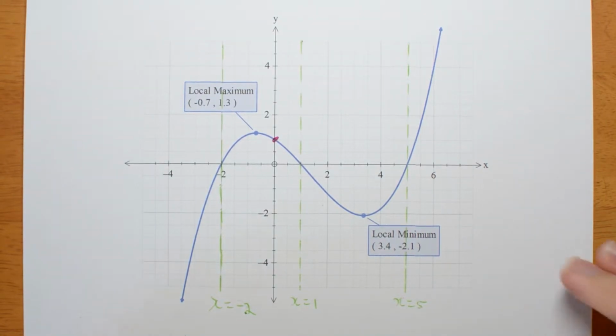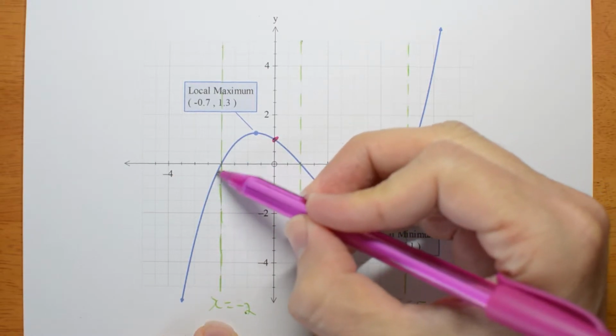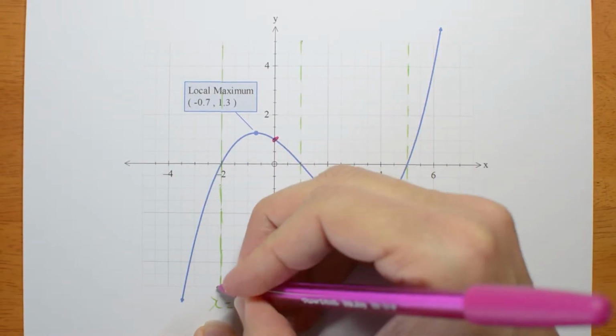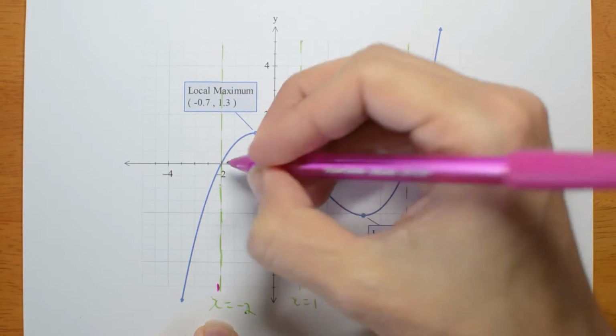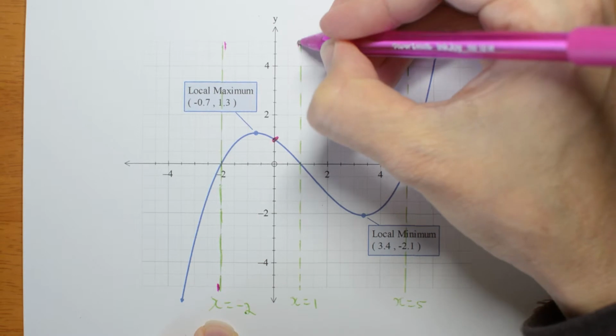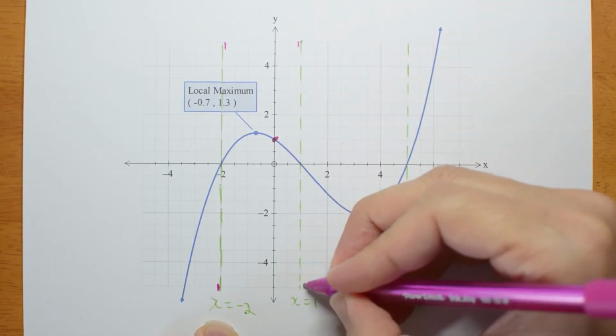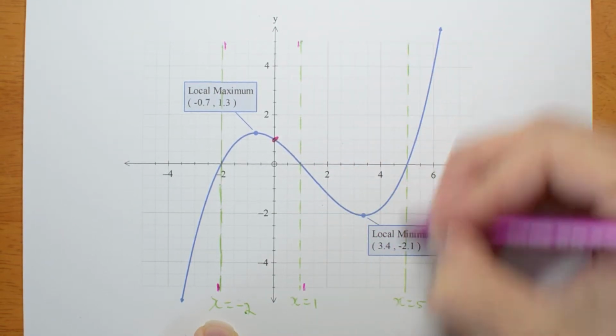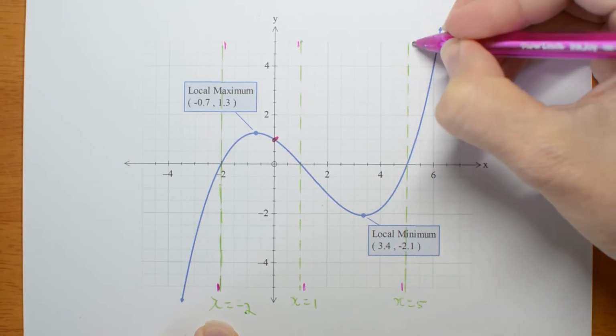What's happening to my reciprocal function around those points? On this side it's small but negative, so the reciprocal is going to be big but negative. Here it's positive, here it's positive, here it's negative, here it's negative, and here it's positive.